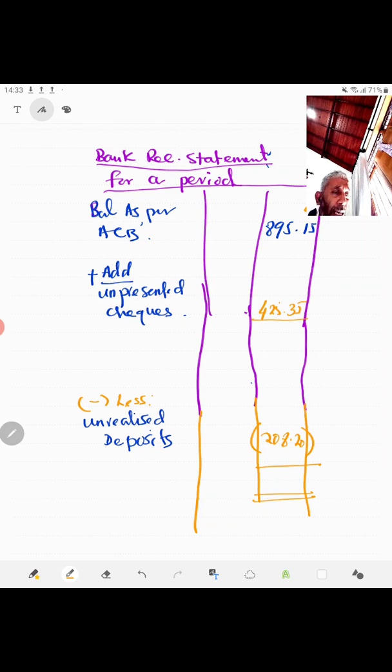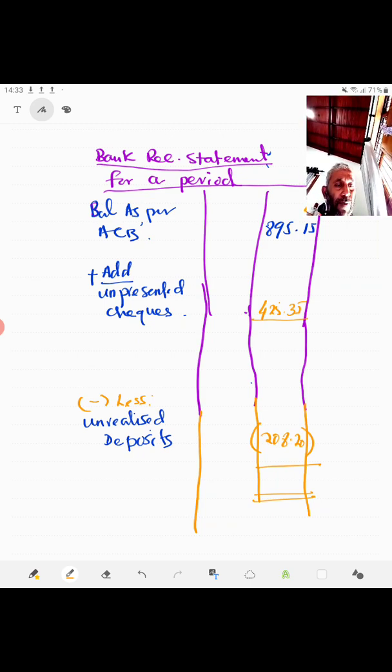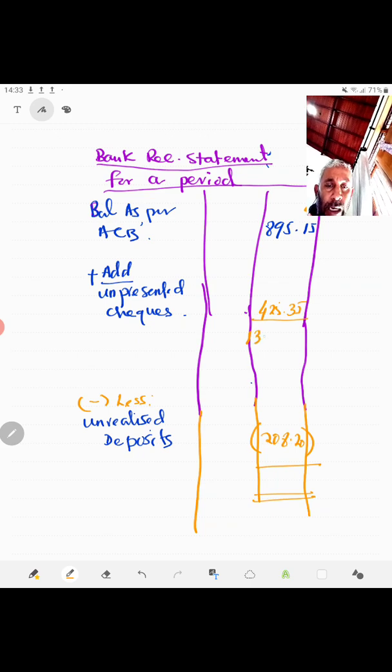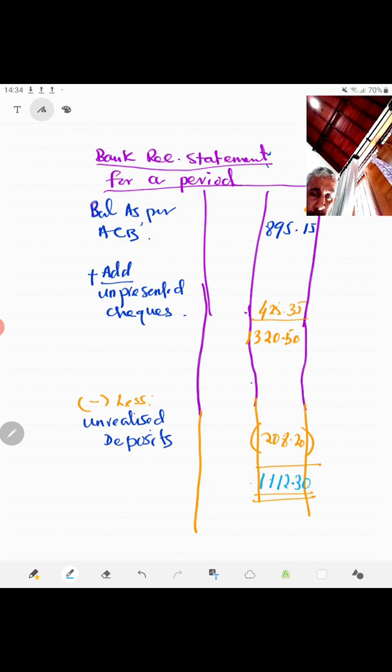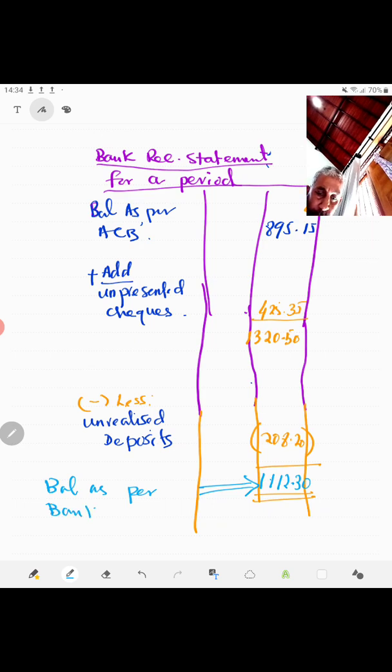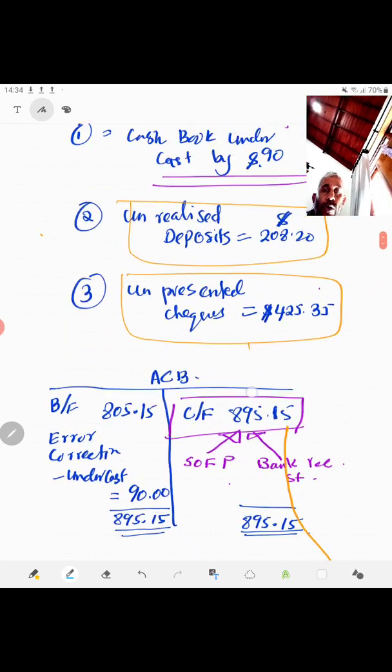Now, if we do the calculation here, I am opening a calculator. 895.15 plus 425.35 is equal to 1320.50, and I have to subtract 208.20. So, when I subtract 208.20, I am having 1112.30, and this is supposed to be the balance as per the bank statement, and that should have been given in the question. So, we will see whether we are having that.